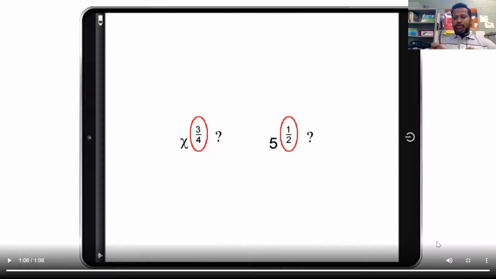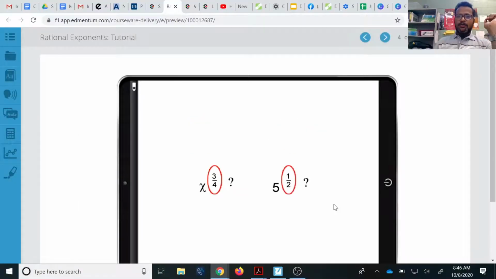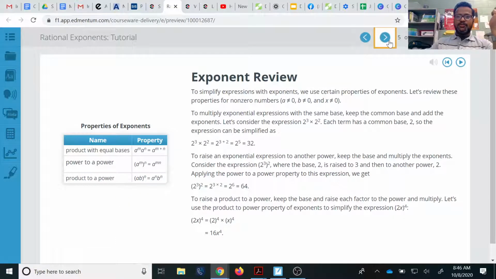Okay, so this video just explained how we did the exponents in the previous lesson and how we can apply the same properties of exponents to rational exponents as well. So before we go on to study how we can handle rational exponents, we need to review the exponent properties, the properties of exponents.